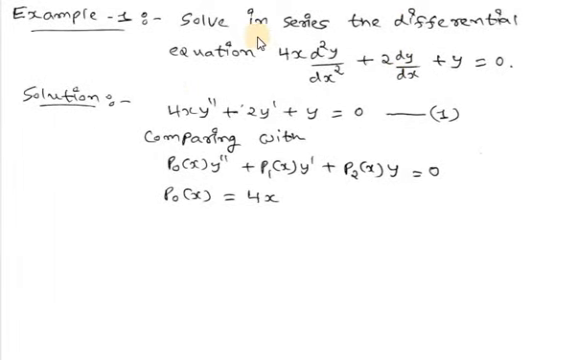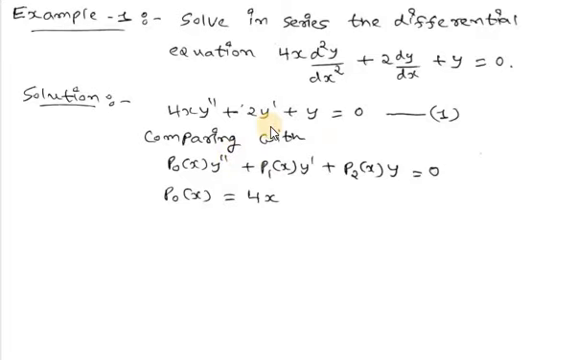And example number 1 is: solve in series the differential equation 4x d²y/dx² plus 2 dy/dx plus y equals 0. So the given differential equation is 4x y'' plus 2y' plus y equals 0. So this is equation number 1.